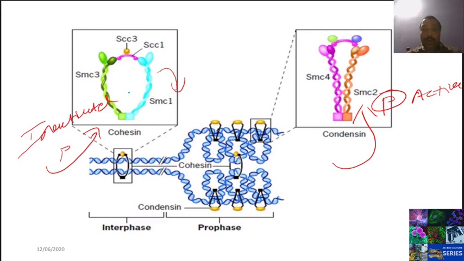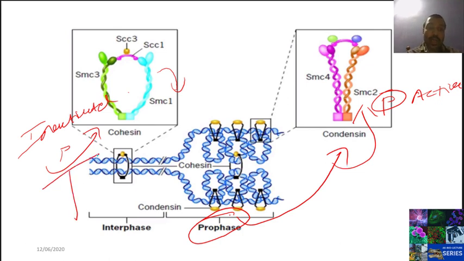It means that when prophase starts, the same kinase that inactivates the cohesin protein activates condensin. The same protein that inactivates cohesin activates condensin protein by phosphorylation. Which are the proteins? Polo-like kinases, the same proteins.